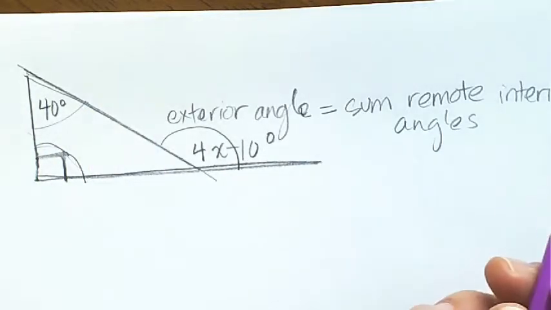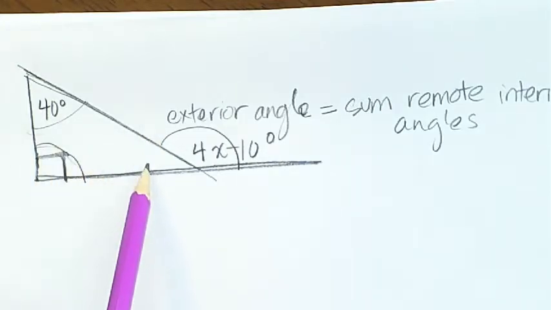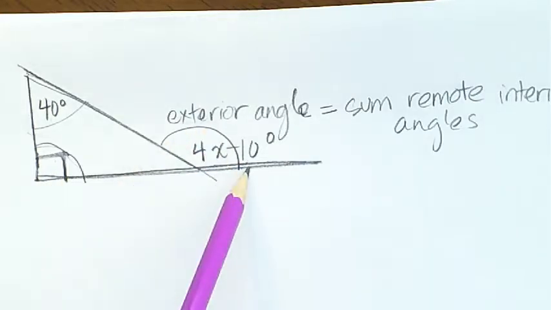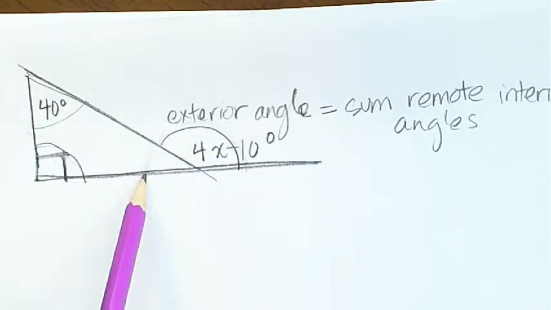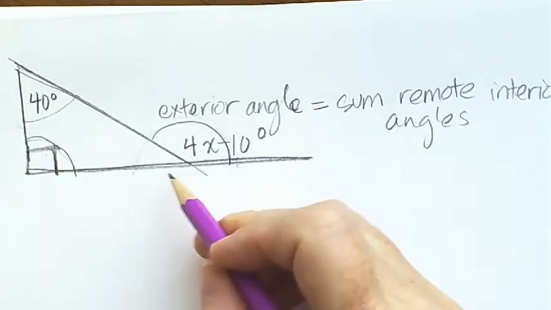Do you have to do it this way? No. Is it shorter? Yes. So you could find this missing angle by using these two angles and then do the fact that these make a half circle. That's fine. This is just a little bit faster, I think.